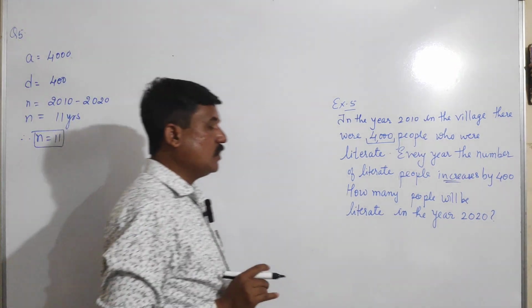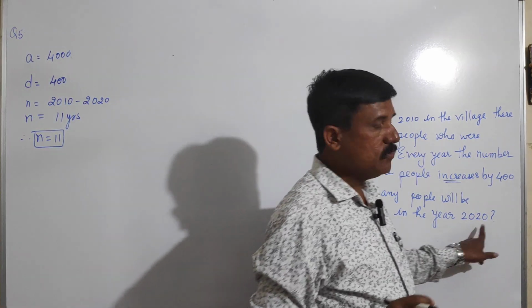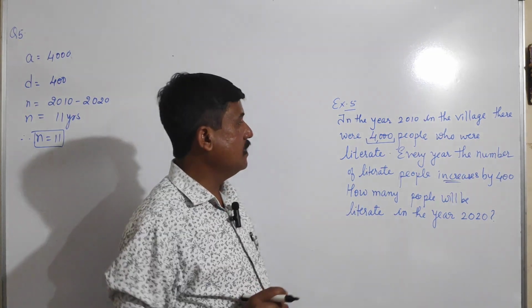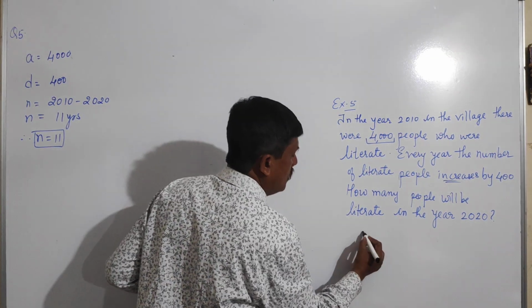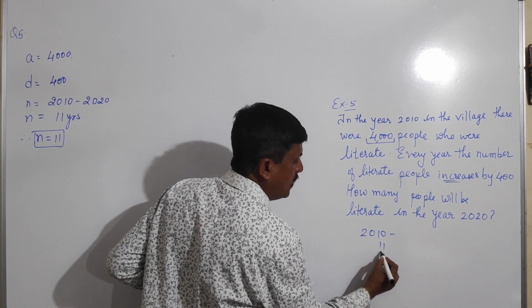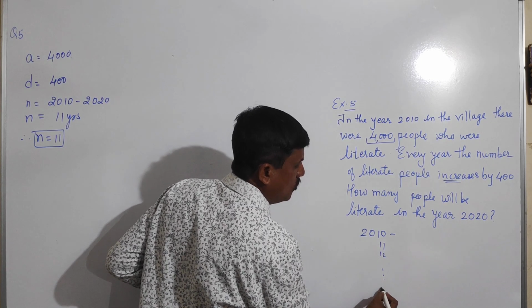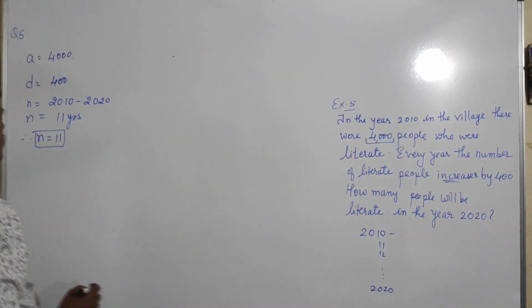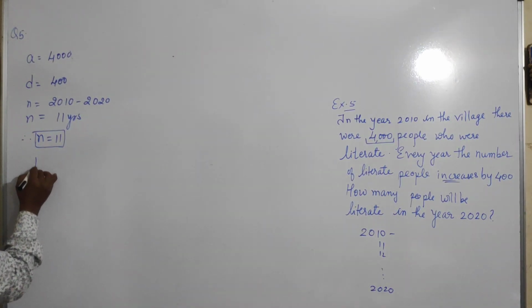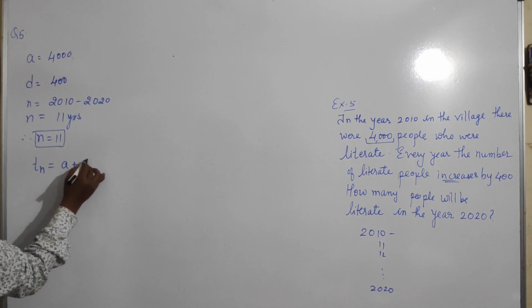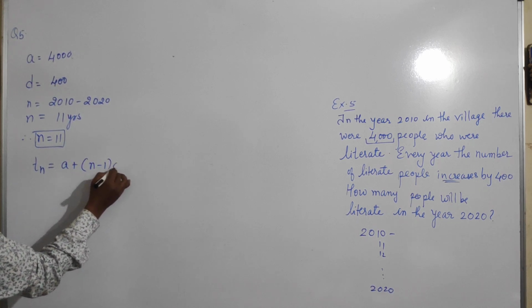From 2010 to 2020, there are how many years? 11. Example, 2010, 11, 12, and so on up to 2020. So the value of N is 11. So which formula do you use? Tn is equal to A plus (N minus 1) D.